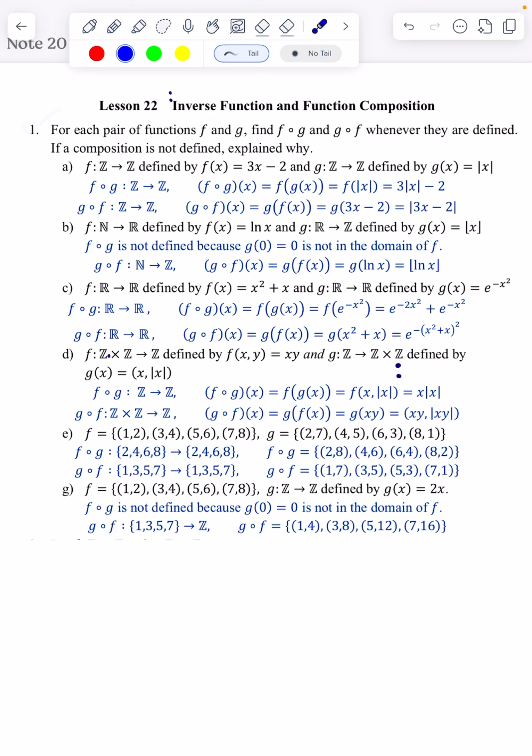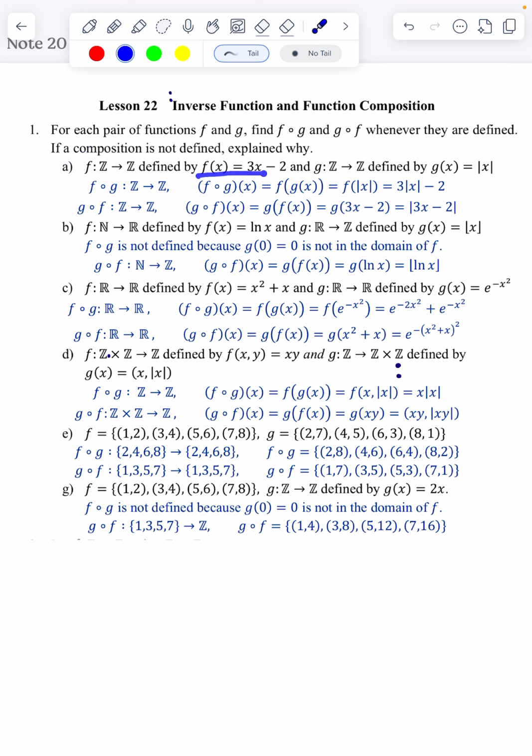In this question, two functions f and g are given. So we have to find the composite functions f circle g and g circle f when they are defined. If these composite functions are not defined, we have to give the counter example. Okay. So now we can do the first question.